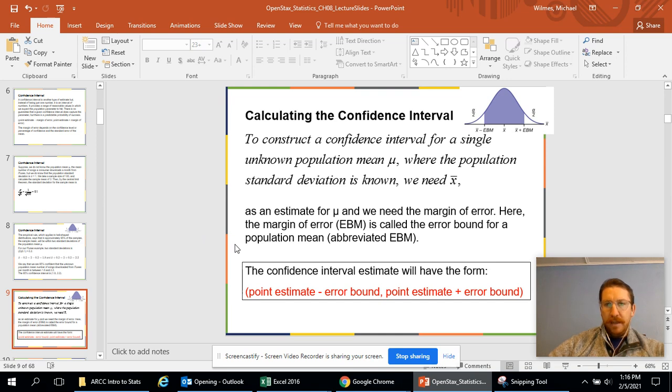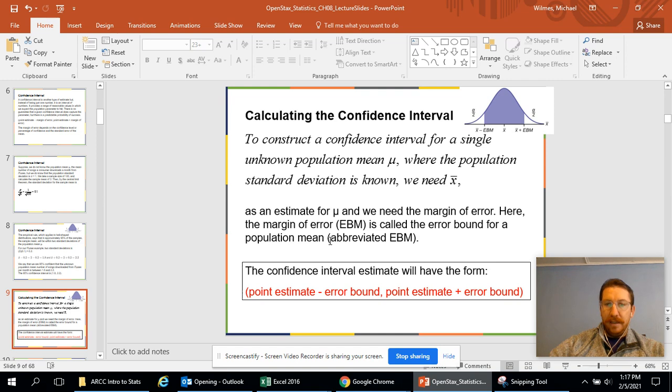Okay. So to calculate the confidence interval for a single unknown population mean, the population standard deviation is known. We need an estimate for the average, and we need the margin of error. And so our point estimate, that's going to be our average. So that's going to be right down the middle. And our population average and our sample average are going to be the same number.